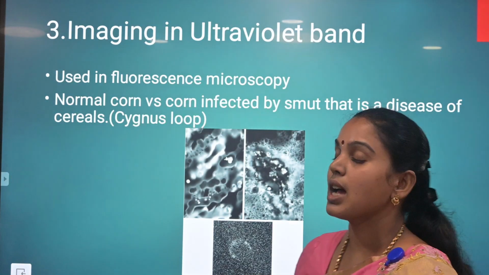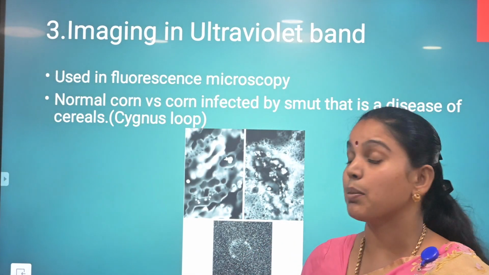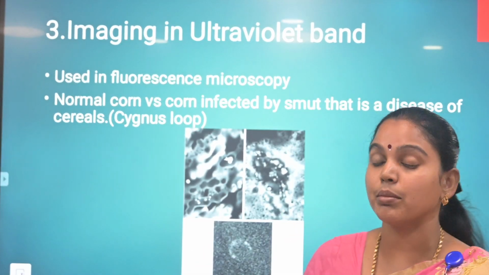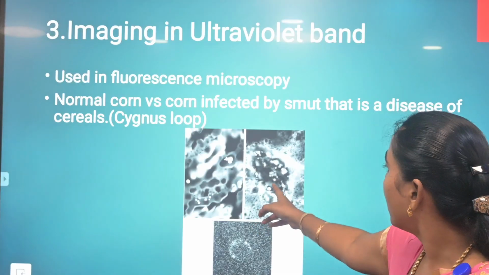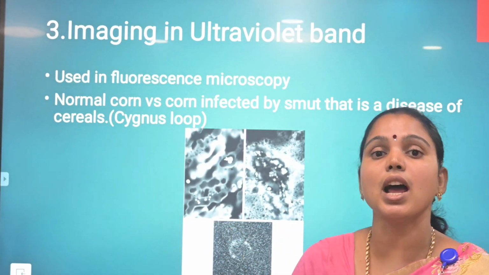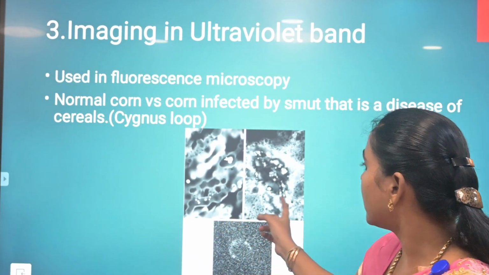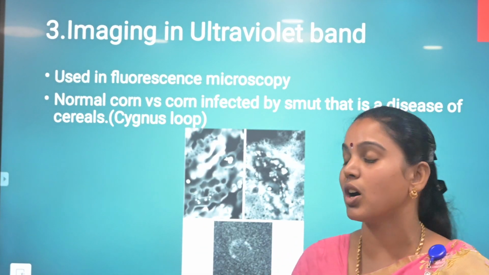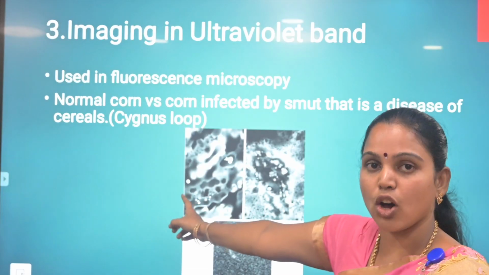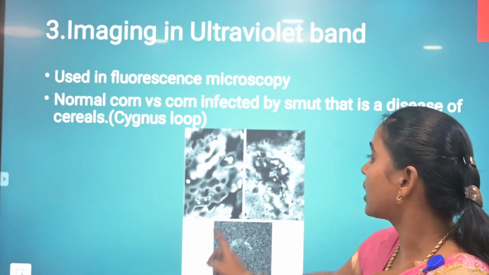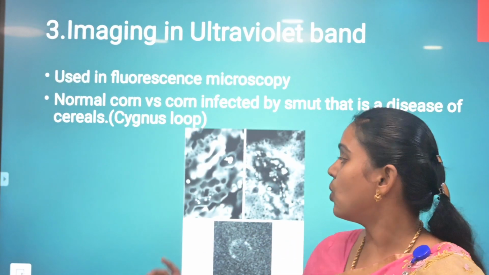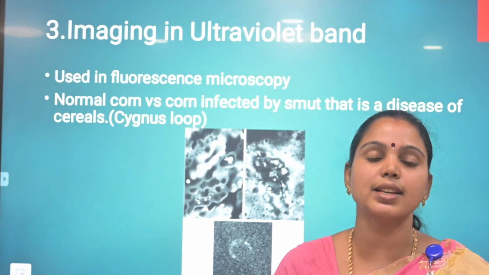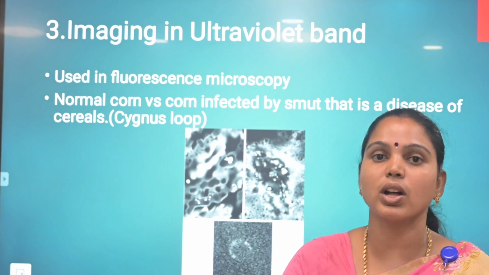And the next one is the ultraviolet band. If you are using UV rays, that is referred to as ultraviolet band imaging. This is mainly used in the agriculture field. Here the image represents corn, and whether the corn has a disease or not. The first image is the normal corn, and the second one is the corn having the disease. While we are capturing the image and processing it, we can check whether a disease has attacked that corn or not.